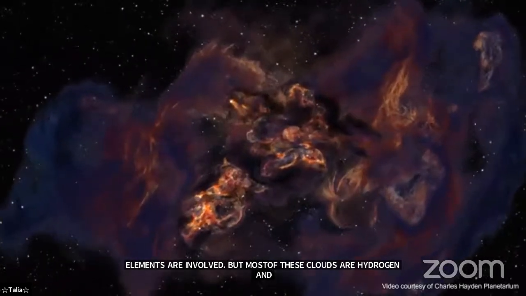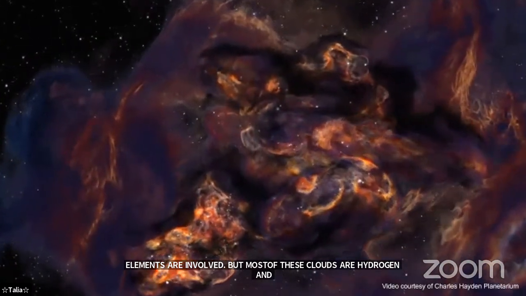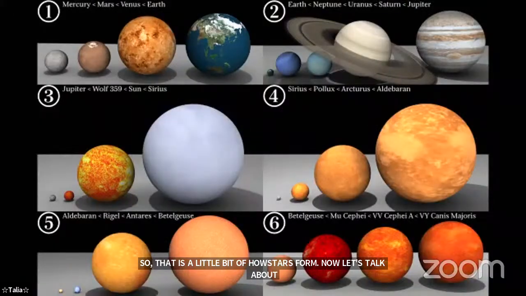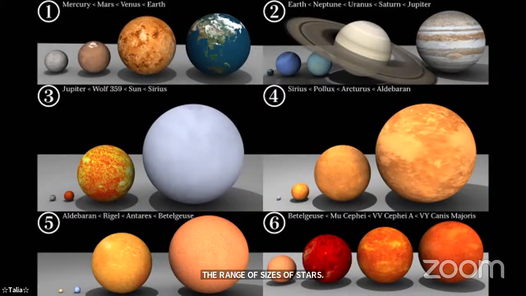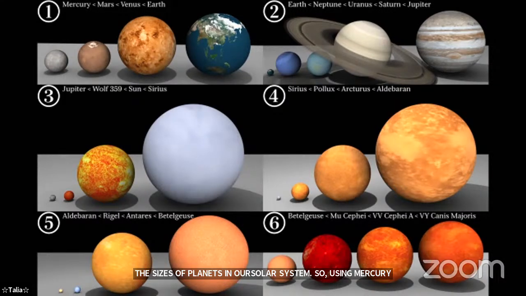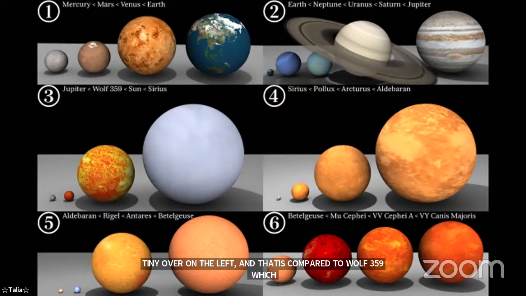All right, so that is a little bit of how stars form. Now let's talk about the range of sizes of stars. On the lower end of things, we have a classification of stars called a red dwarf. In this graphic here, the first and second panels are comparing the sizes of planets in our solar system. So you see Mercury is the smallest there and Jupiter is the largest. Then in panel three, you can see Jupiter's really, really tiny over on the left. And that's compared to Wolf 359, which is one of the smallest known stars, categorized as a red dwarf.